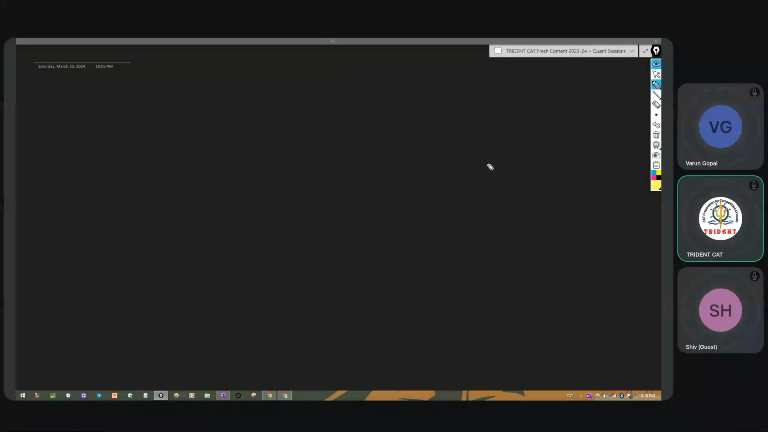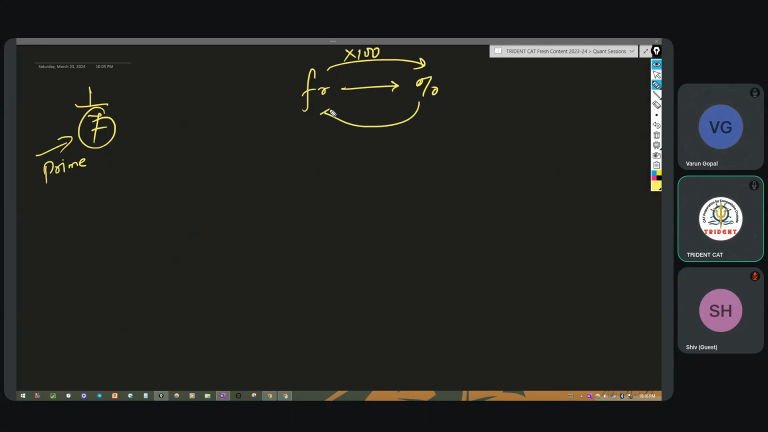Okay. Now, an interesting one. 1 upon 7. Now, please understand, this is a prime number. Do you remember what I told you? Fraction to percentage conversion is always multiplying by 100. Percentage to fraction is always dividing by 100. So anytime you have a problem, for example, 1 upon 7, typically we don't know what the value is. I mean, you know the value if you have memorized it, if you have mugged it, you know it's 14.28 and all that.